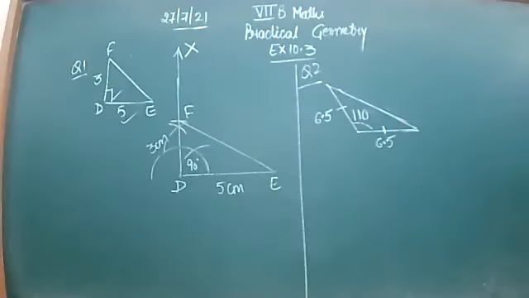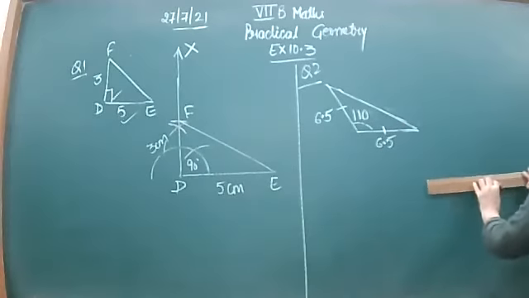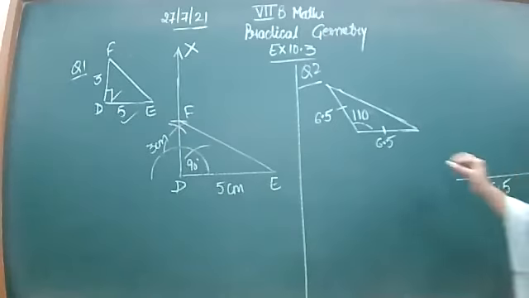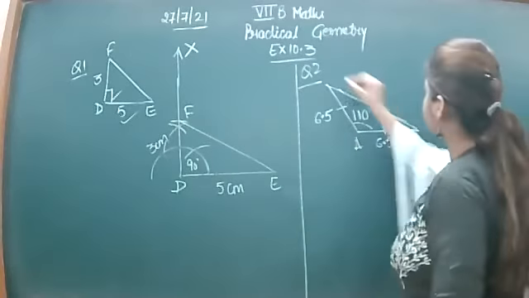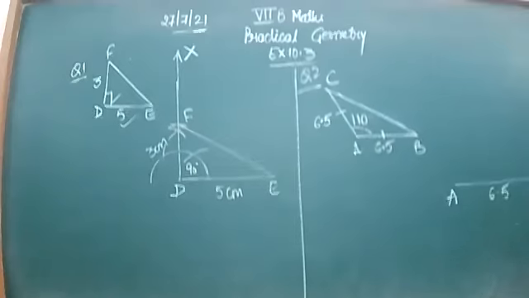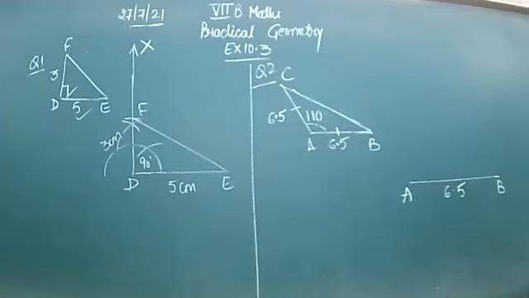So what you will do, you will start with the base. We will start with the base 6.5. Give it the name AB. We have drawn the base 6.5. Give this name AB.